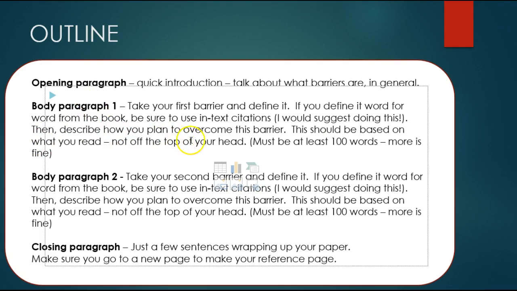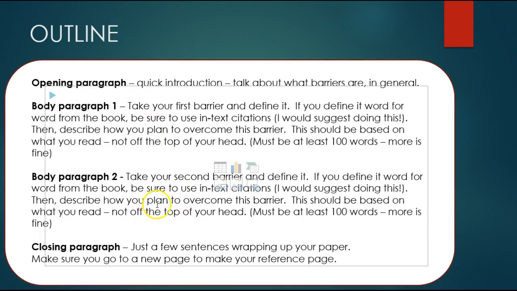Then you want to describe how you plan to overcome this barrier. So don't just tell us about the barrier. Make sure you plan how to overcome the barrier. A lot of people forget this part. This should be based on what you read, not off the top of your head. So this whole thing needs to be at least 100 words for this paragraph. More is fine. As a matter of fact, most people usually go over 100 words. But for body paragraph 1, it's 100 words.